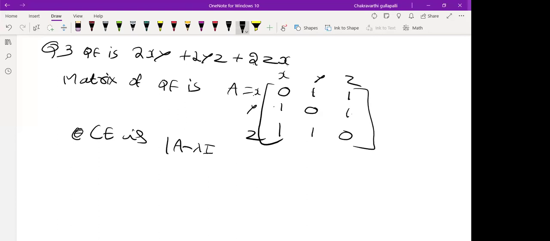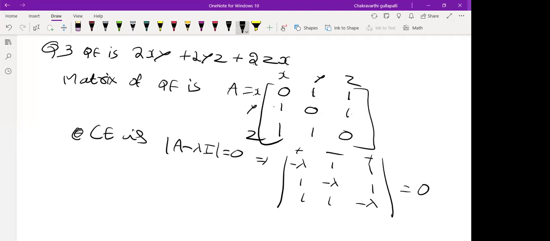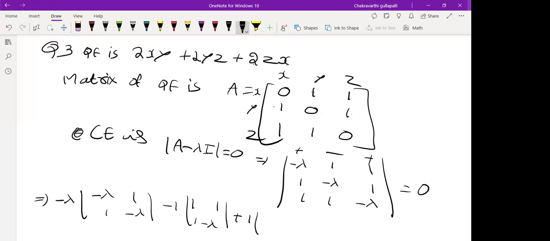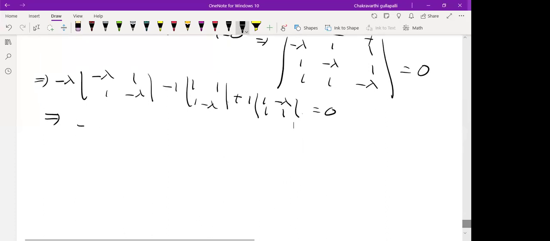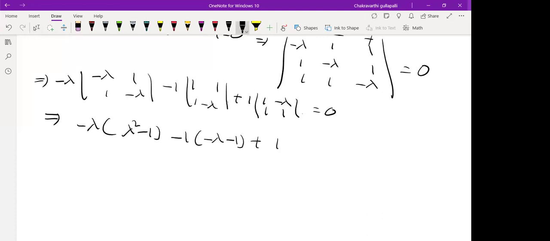Determinant of A minus lambda I is equal to 0. So, subtract lambda from the diagonal: minus lambda, 1, 1; 1, minus lambda, 1; 1, 1, minus lambda. Expand. Minus lambda into (lambda square minus 1), minus 1 into (minus lambda minus 1), plus 1 into (1 plus lambda), is equal to 0. Expand, then simplify.